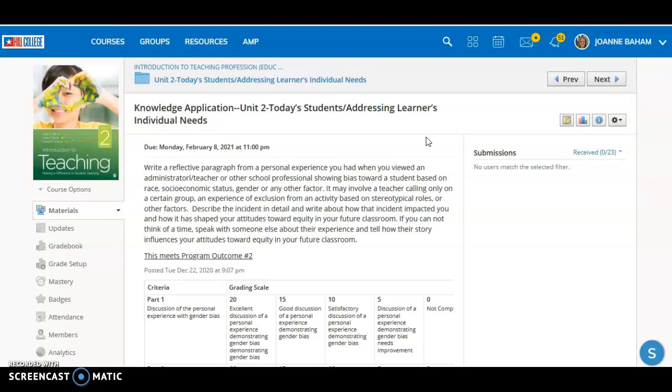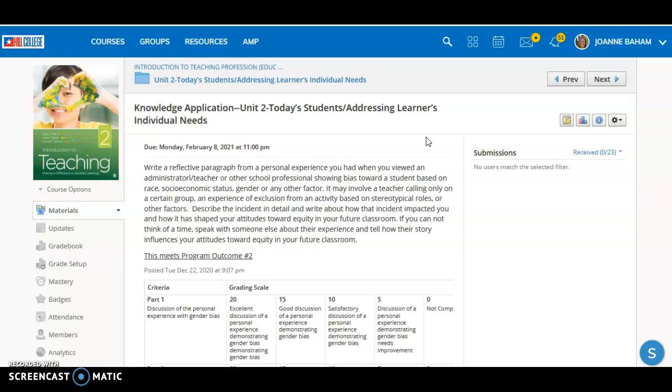So you're going to tell me the story. So actually describe that incident, okay? And then you're going to tell me how it impacted you, and how it shaped your attitudes towards what you feel will be equity in your future classroom. So not only how did it influence you as an individual student, but also how did it impact what you will choose to do as a teacher?